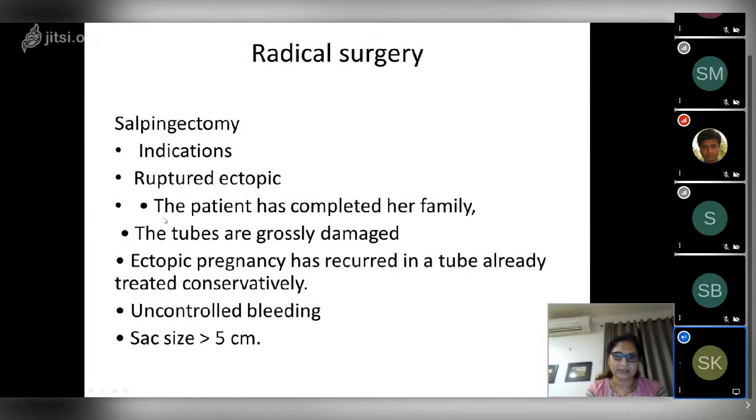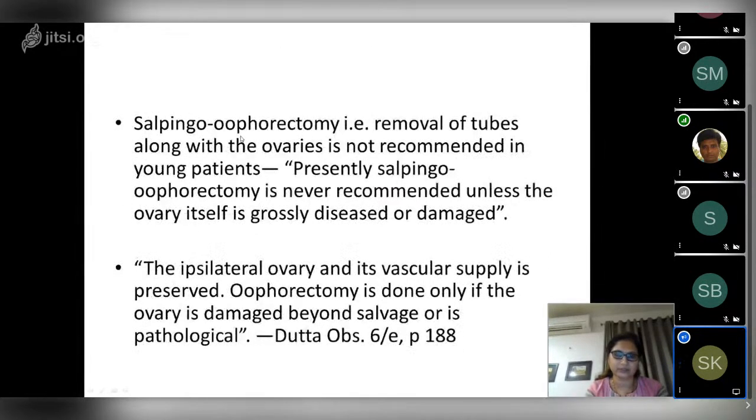Radical surgeries which we do in such cases are salpingectomy, as we discussed, and the indications are: ruptured ectopic, the patient has completed her family, the tubes are grossly damaged, the ectopic has recurred in a tube already treated conservatively, or there is uncontrolled bleeding, or the sac size is more than 5 centimeters. So all these points are indications for a radical surgery. Most of the time what we do is salpingectomy, that is removal of the tube.